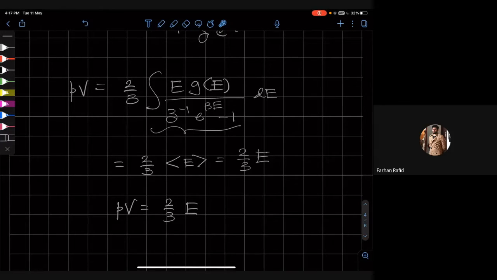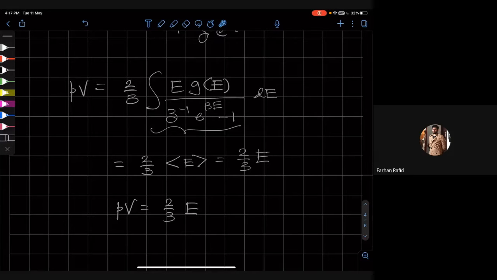PV equals 2/3 times the integral. How does this line emerge? This is the definition of the... So this is the density of states, right? This is the density of states. 1 over this is the Bose-Einstein statistics, which is the probability function, and this is E. So this whole thing is just the definition of the expectation value of E.